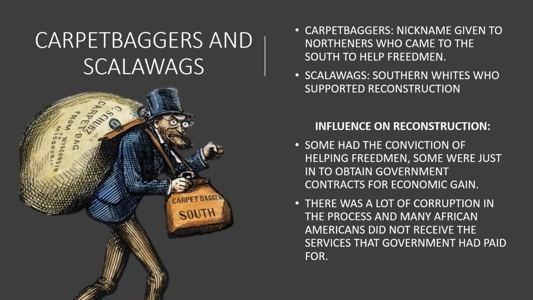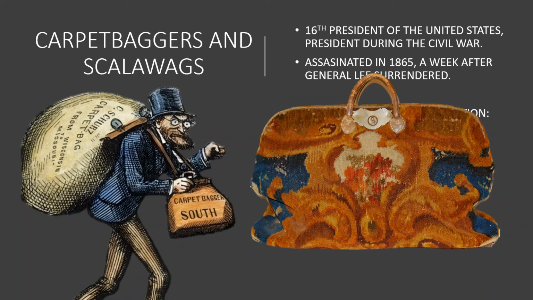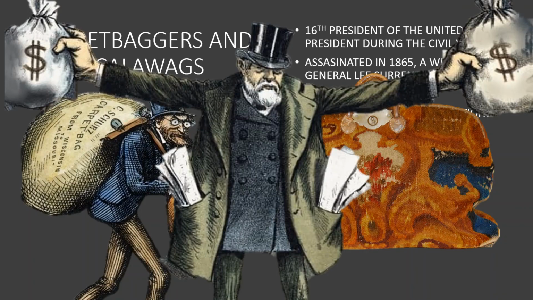Let's review the key facts for Carpetbaggers and Scalawags. Carpetbaggers were Northerners who came to the South to help with Reconstruction. They received that name because they often came with a bag made out of carpet material, much like the one in the picture. Scalawags, on the other hand, were Southerners who supported Reconstruction. Both Carpetbaggers and Scalawags were seen as either intruders or traitors, and often engaged in corruption, failing to offer African Americans the services that the government had paid for.